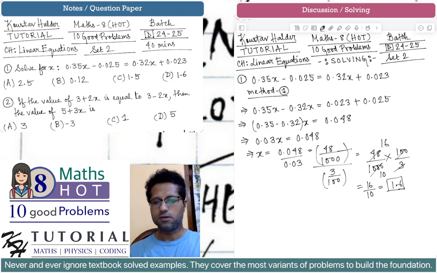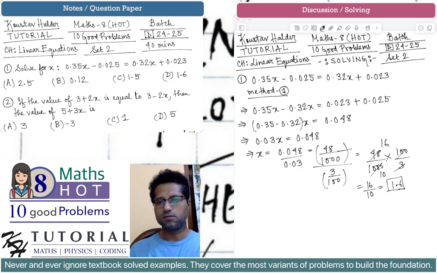So this was method 1, where we solved the problem as usual, normally, as we do by transposition of the variable terms to the left hand side and the transposition of constant terms to the right hand side, if you are comfortable with addition, subtraction, multiplication and division of decimal numbers.